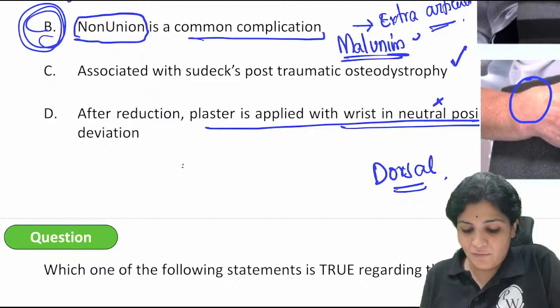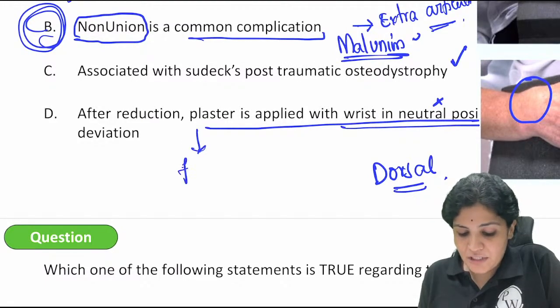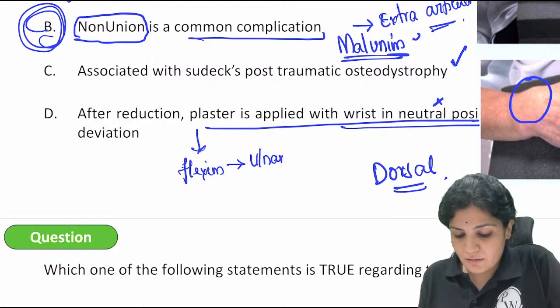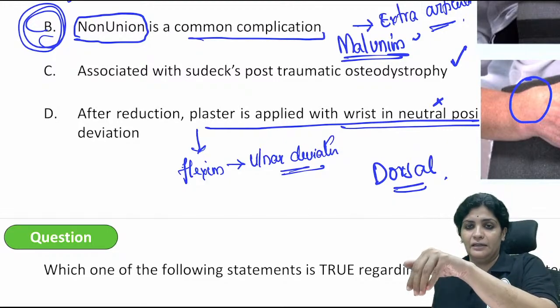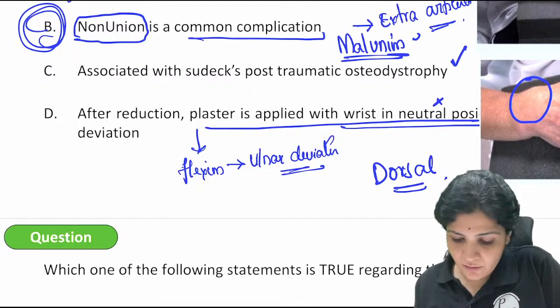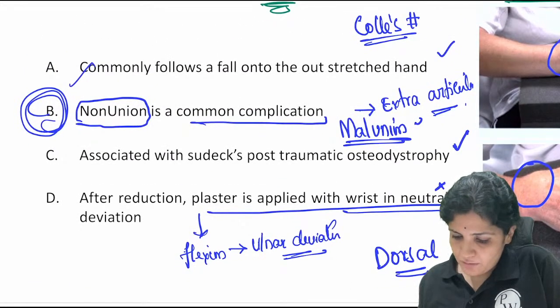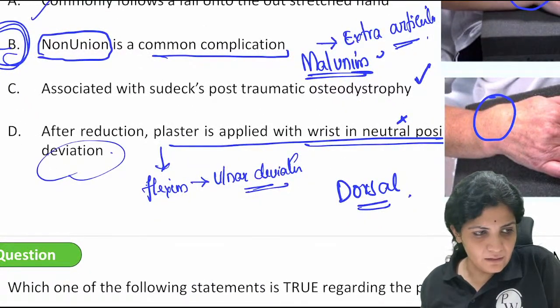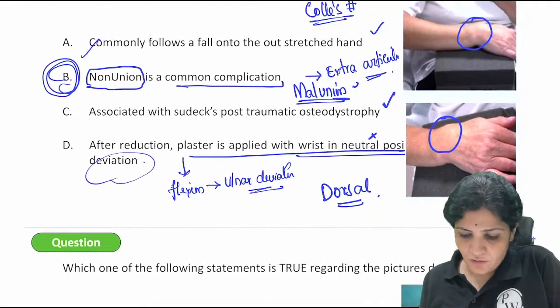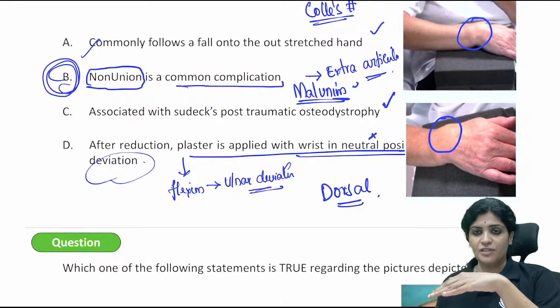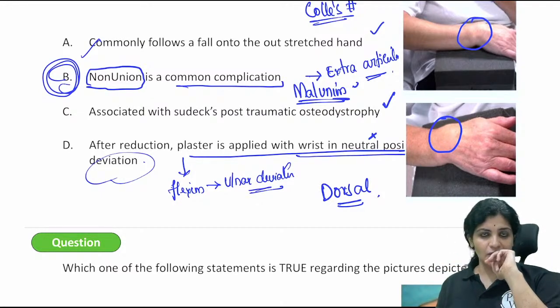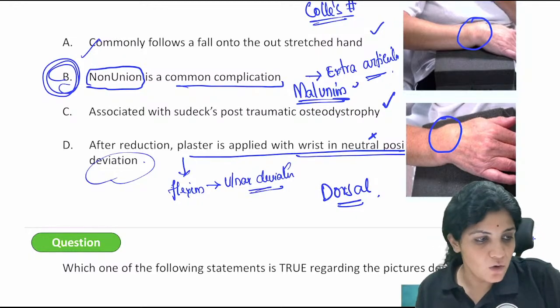And here what we do is apply the plaster in flexion and ulnar deviation. So not in neutral position, we do flexion and ulnar deviation. The deviation given in the option has gone behind the image for me here, but it is definitely not neutral. We do a slight flexion of the wrist and then ulnar deviation. So the statement that non-union is a common complication is wrong. Malunion is the common complication.